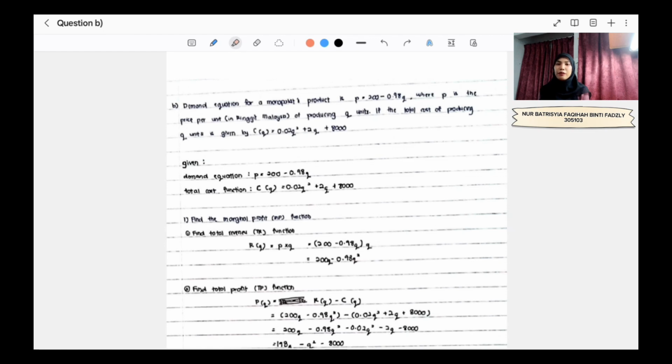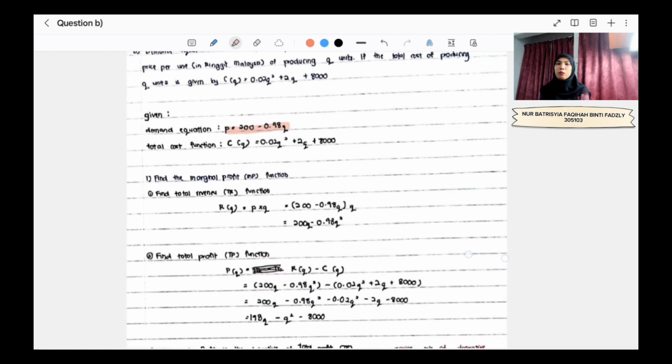So the first step to find the marginal profit function, we need to find the total revenue function. The formula is R(Q) = P times Q. The price equation has already been given, which is P = 200 - 0.98Q. So (200 - 0.98Q) times Q, we will get the final answer, R(Q) = 200Q - 0.98Q^2.